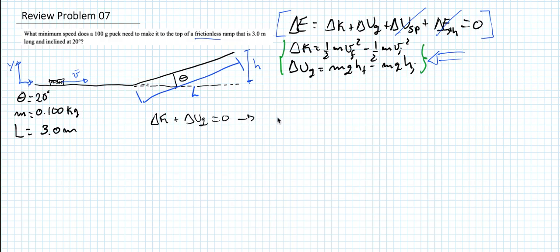That leads to, okay, let me write down everything. One half of mass times final velocity squared minus one half mass times initial velocity squared, plus mass times gravity times final height minus mass times gravity times initial height equals zero. Do you agree? It's just this equation, and I open up every single term.